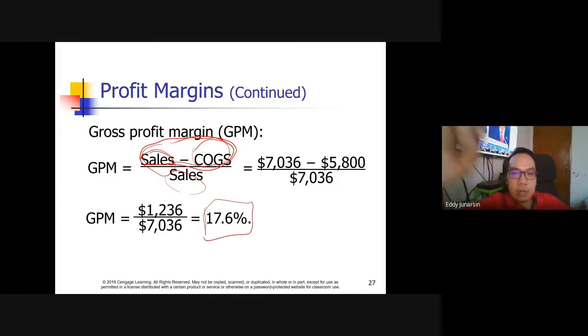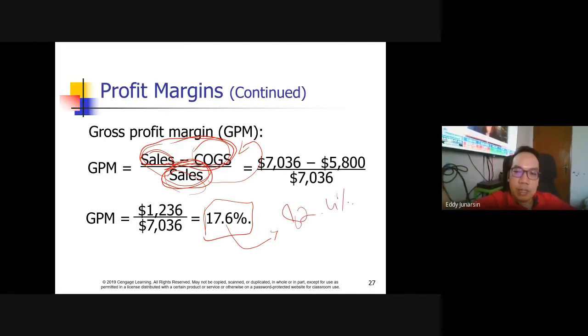17.6%. So what's the meaning here? For every $1 of revenues that you generate could produce 17.6 cents of gross profit. Once again, every $1 of revenues that your company earns could produce 17.6 cents of gross profit. So what does the number imply about the cost of goods sold or cost of sales? The ratio of cost of sales to revenues is 82.4%. This is very high.